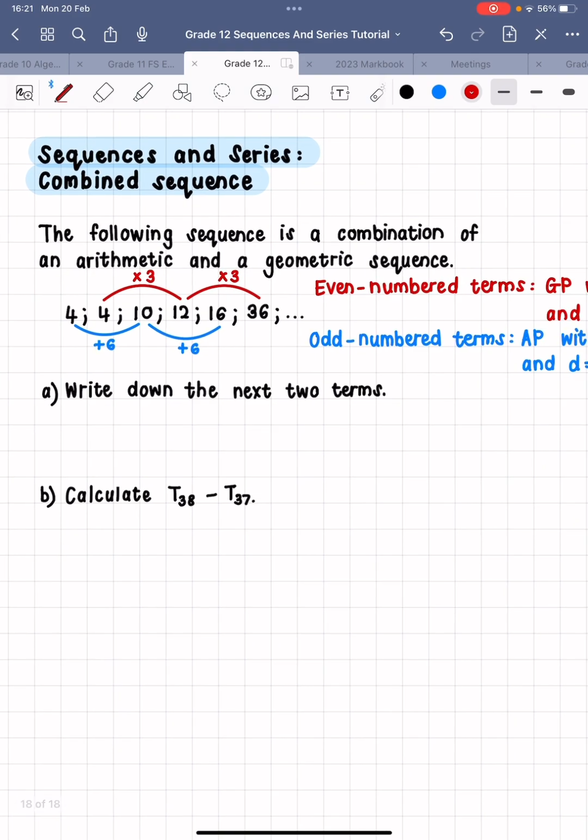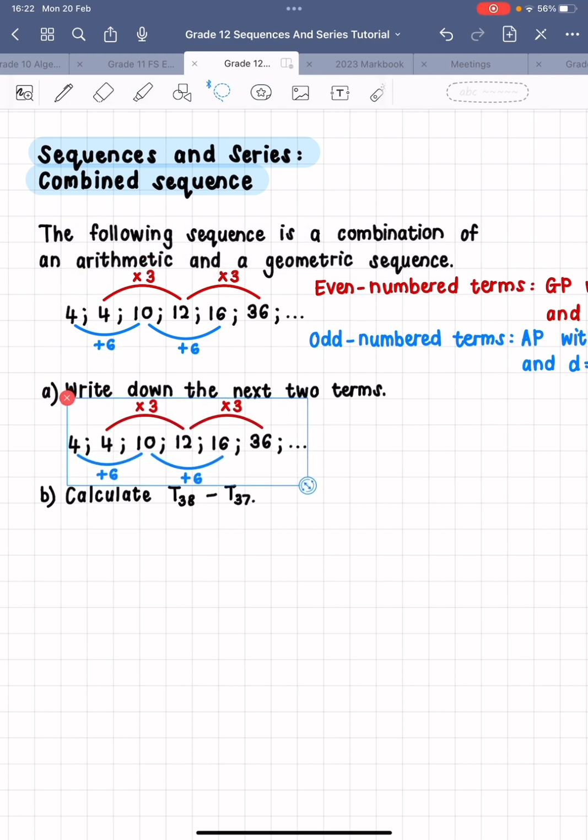So now in A, they're asking us to write down the next two terms. So I'm just going to copy this across. What we are essentially going to do is continue with that same pattern. We have the first 6 terms. Term 7 is an odd numbered term, so I am going to have to add 6 to the previous odd numbered term to get term 7. So 16 plus 6 is then 22.